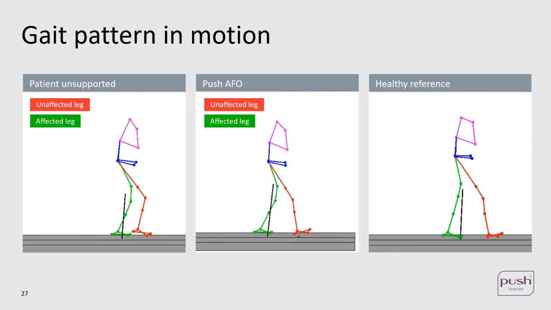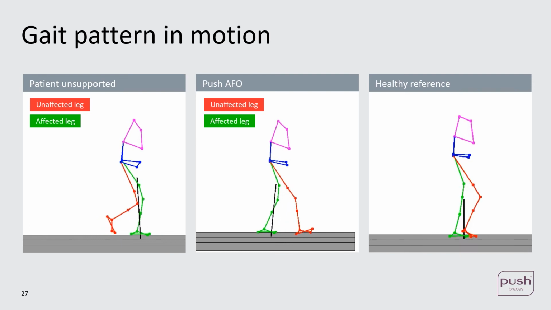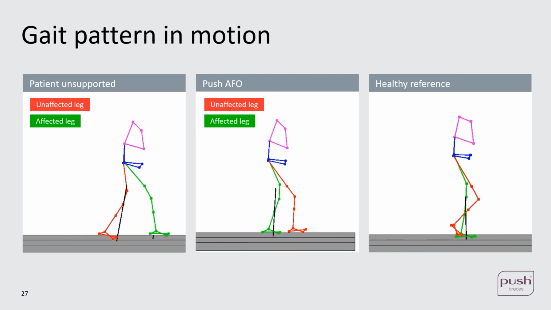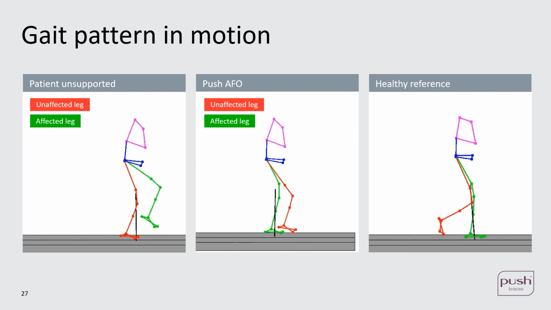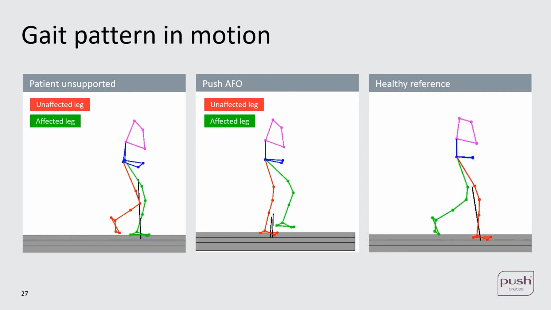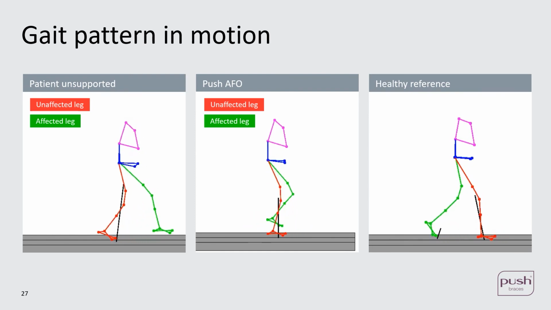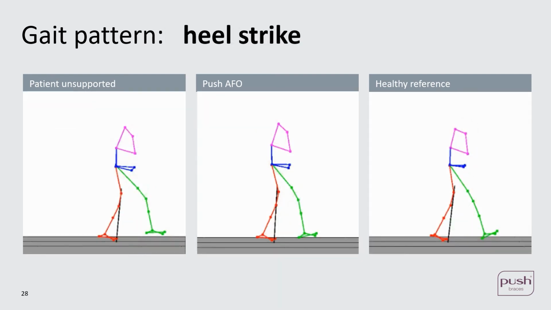Let's now take a look at the picture the stick figures provide us with. Here, from left to right, you can see the patient's gait pattern without the brace, the gait pattern with Push AFO, and to the far right, the healthy reference. The gait pattern is more similar to that of the healthy persons. We will pause the images again at a few points in time. At heel strike, we see that using a brace, indeed, the ankle first hits the ground with the heel.